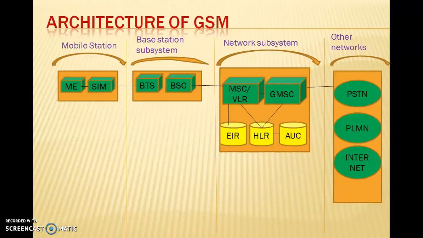This is the GSM architecture. As I told you, it consists of three major subsystems which are interconnected and interact with each other. They are base station subsystem, network station subsystem, and another, that is operation support subsystem. Mobile station is also a subsystem, but it comes under base station subsystem.